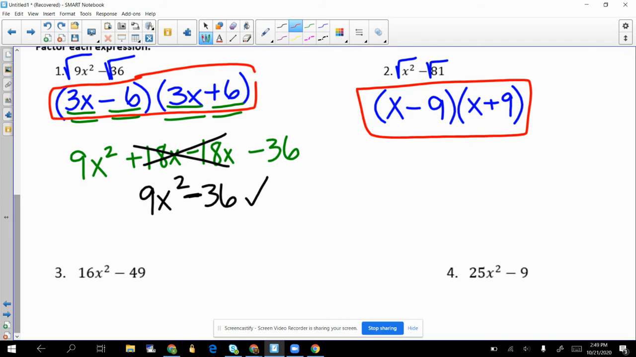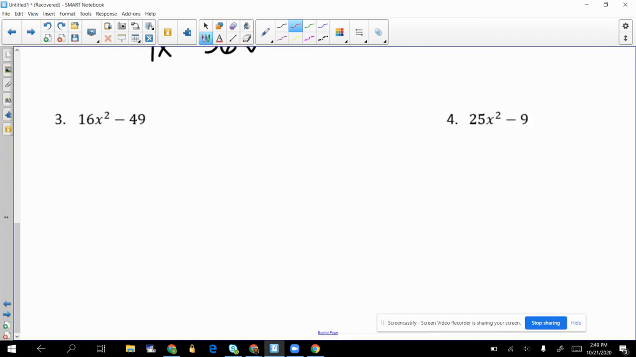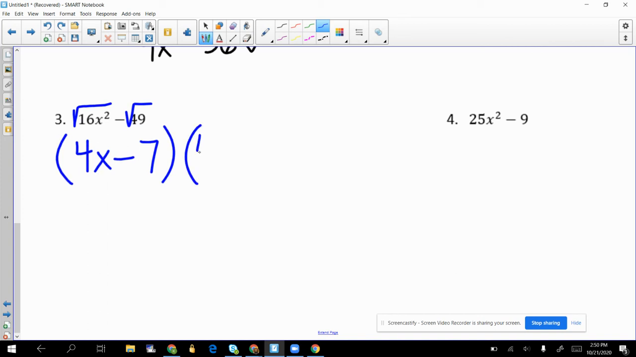Okay, 2 more. Let's go ahead and try these. Next one is a binomial. It's got 16x squared, which if we take the square root of is 4x. And 49, which if we take the square root of is 7. So we would have 4x minus 7 and 4x plus 7. And that's it.